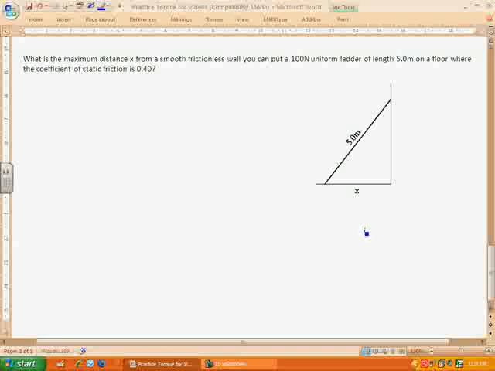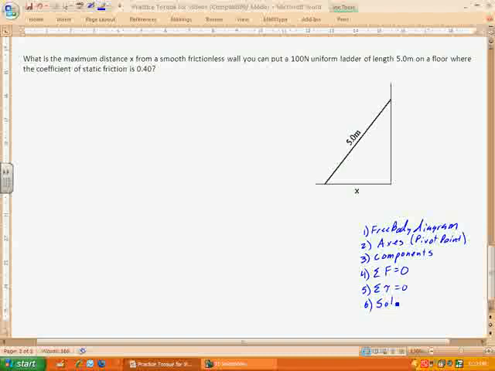Number one, we're going to do a free body diagram. Number two, we're going to choose our axes and identify our pivot point. Number three, we're going to make sure that we've broken everything down into components that we need to. Number four, if it is a mechanical equilibrium, the sum of the forces equals 0. Five, sum of the torques equals 0. And number six, solve the dang problem.